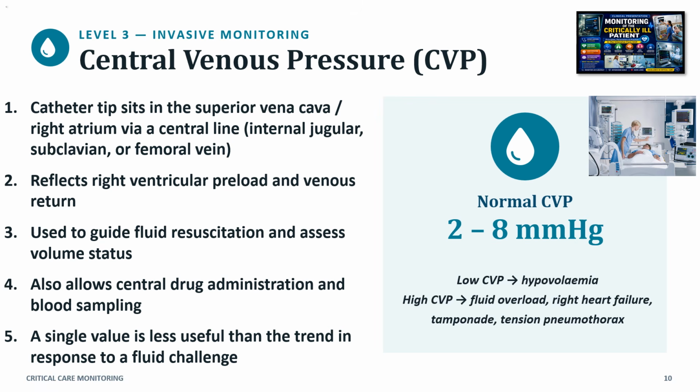Interpretation. Low CVP → hypovolemia. Suggests low circulating volume and need for fluid. High CVP → fluid overload, right heart failure, tamponade, tension pneumothorax. Indicates impaired venous return or cardiac dysfunction.